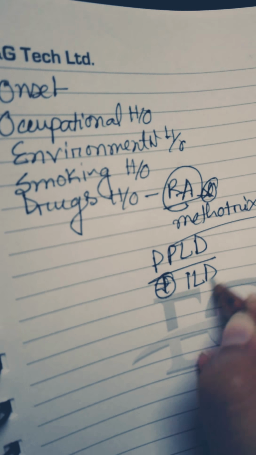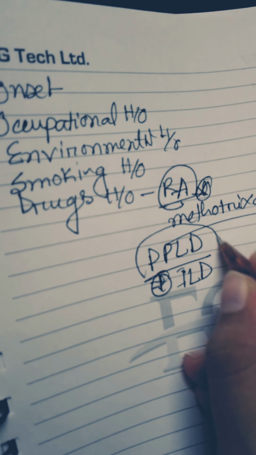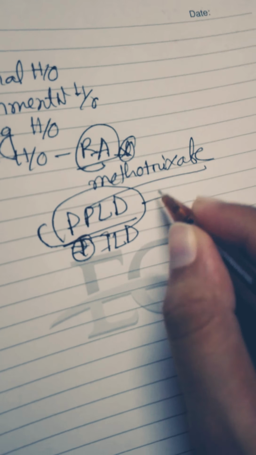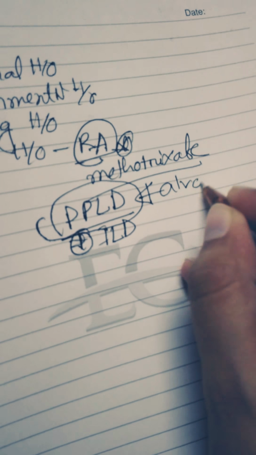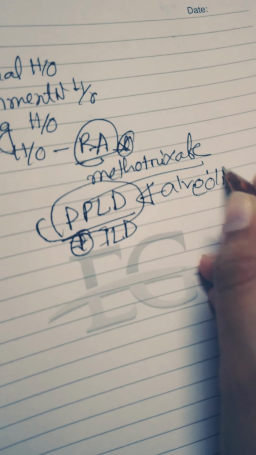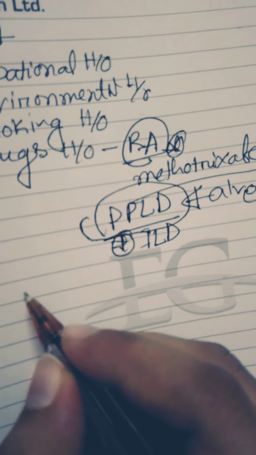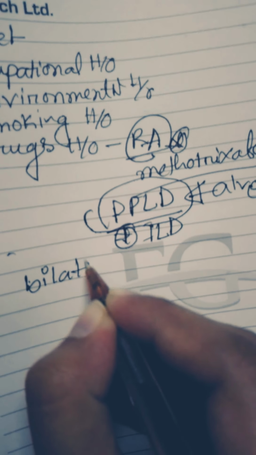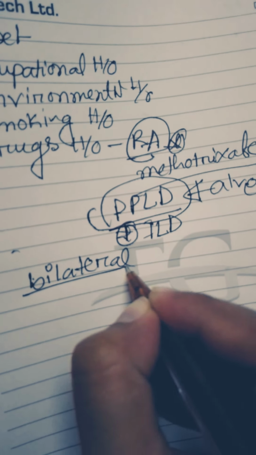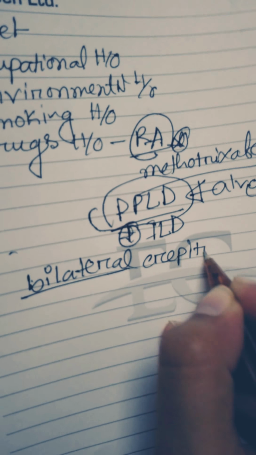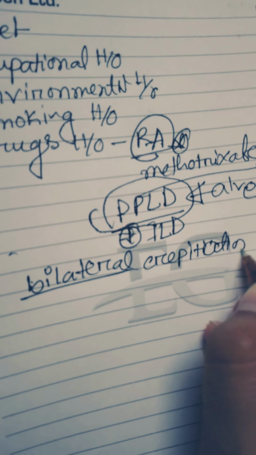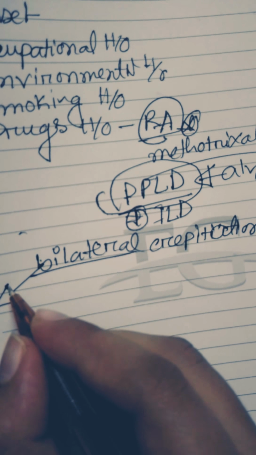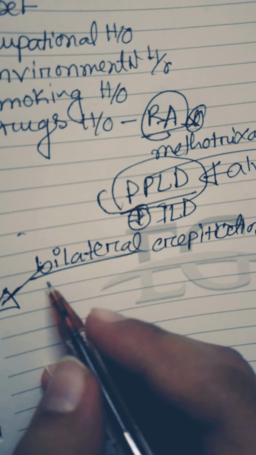It is also called interstitial lung disease, but nowadays it is called diffuse parenchymal lung disease because it affects the alveoli of the lung. Most important finding is bilateral crepitation, which means crepitation during both inspiration and expiration.